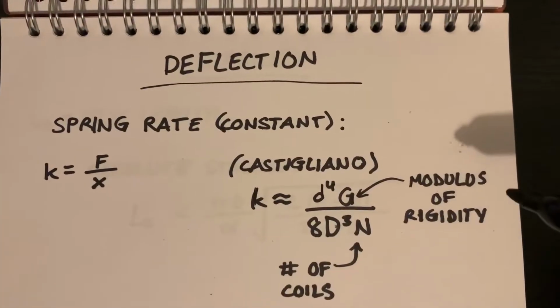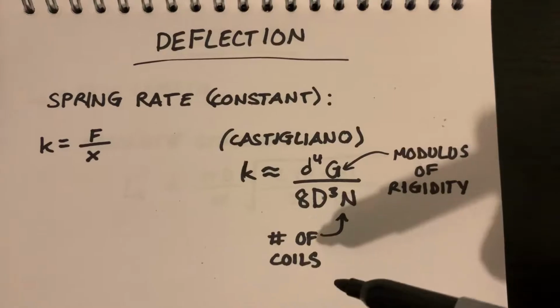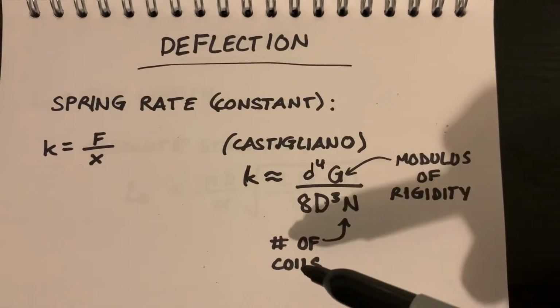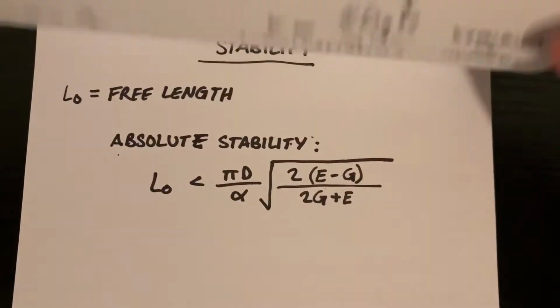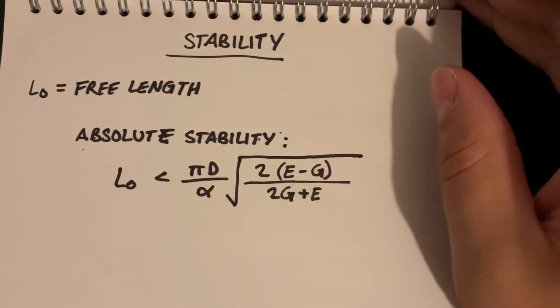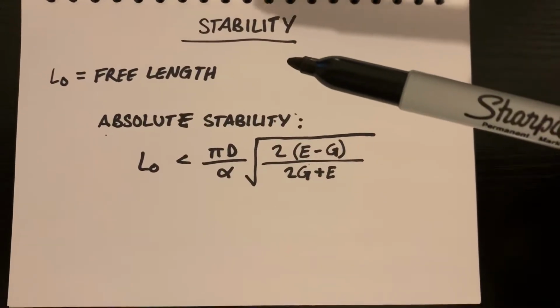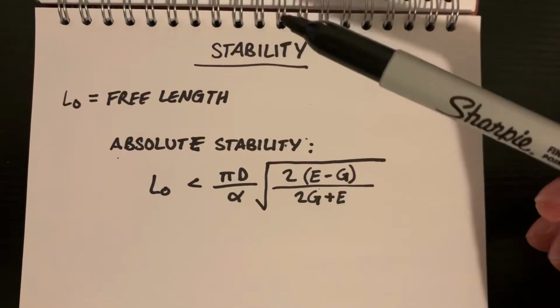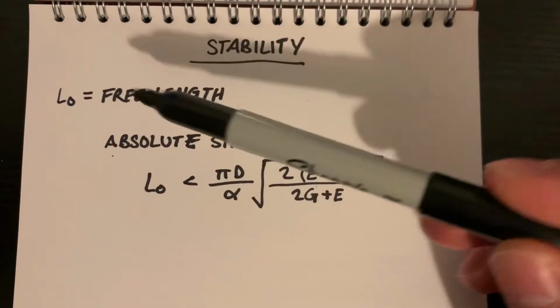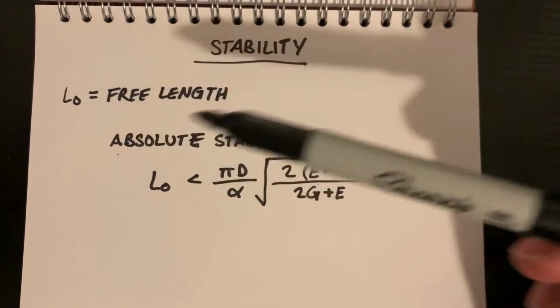And G here is the modulus of rigidity, and N here is the number of coils. Okay, so moving on to stability. When we look at stability, we look at the free length, which is L naught.